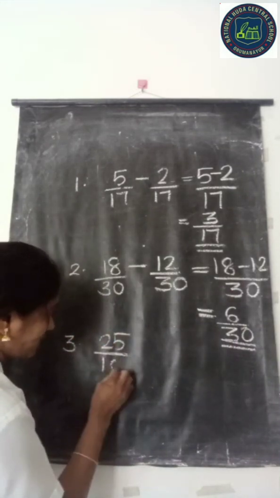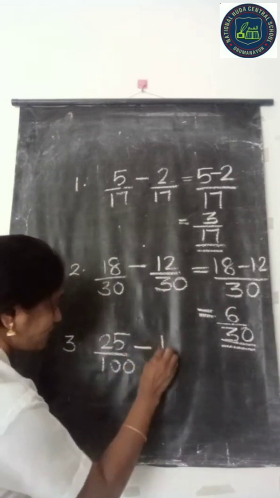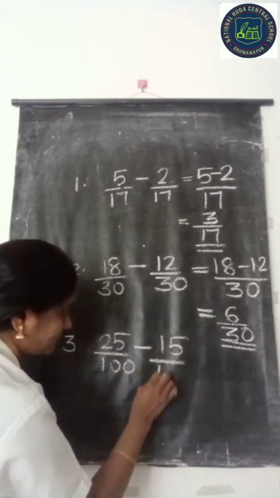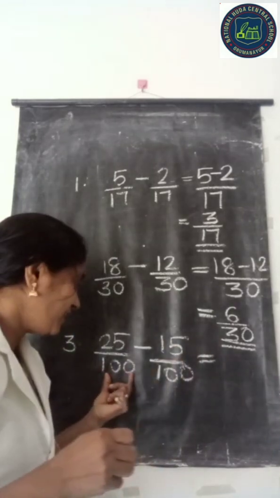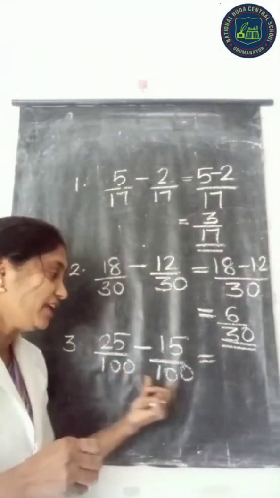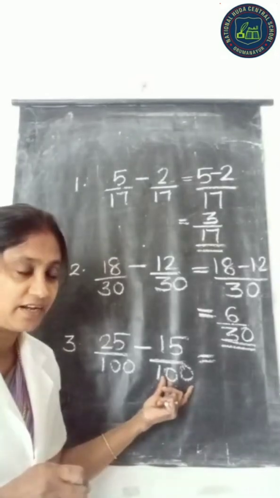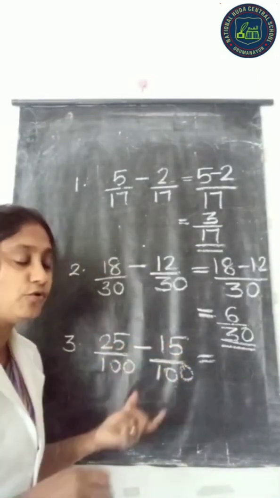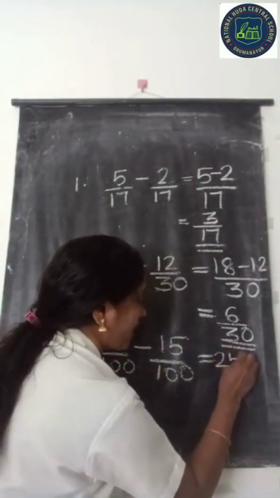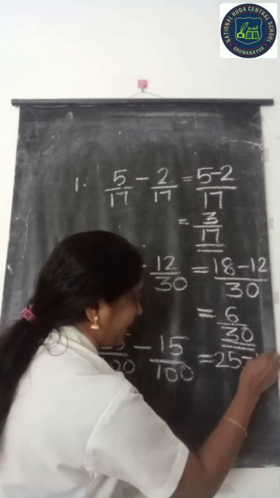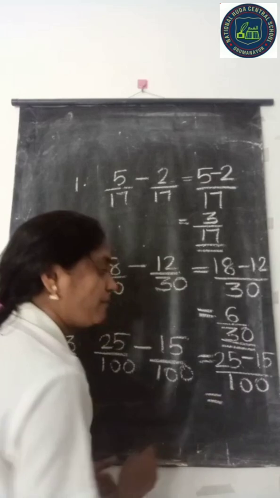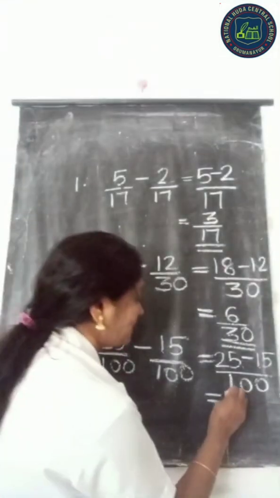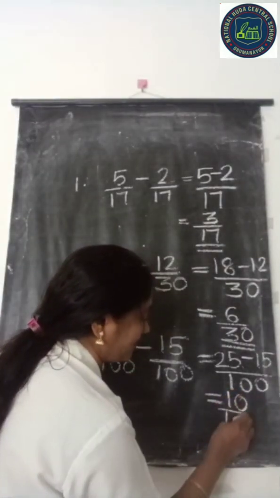25 by 100 minus 15 by 100. So here the denominator is 100. Here also the denominator is 100. So we can subtract the numerators. That is 25 minus 15 divided by 100 is equal to 25 minus 15 is equal to 10. 10 by 100.